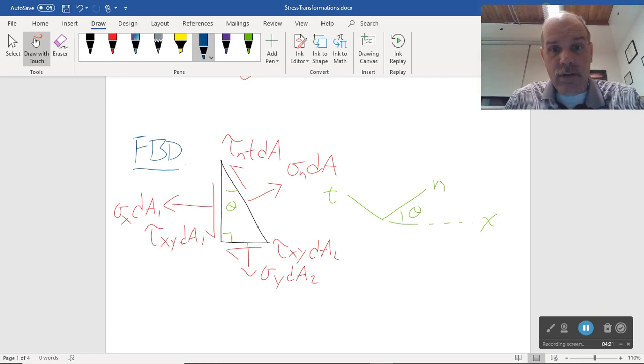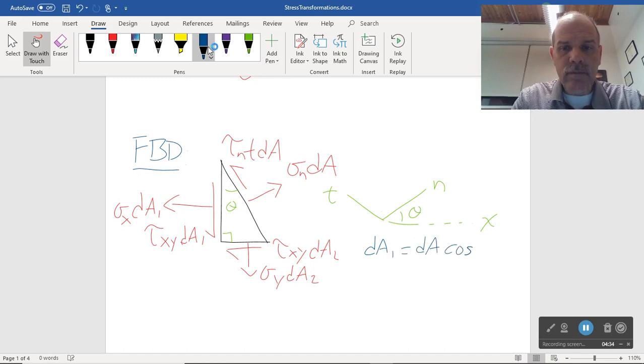And it's just trigonometry, right? My theta here, my adjacent side is dA1, my opposite side is dA. So it sounds like dA1 should equal the hypotenuse, dA, times cosine of the angle theta. And I can say the same thing about dA2. dA2 should be equal to dA times the sine of theta.